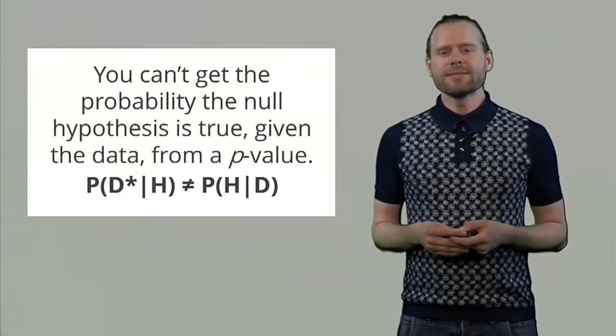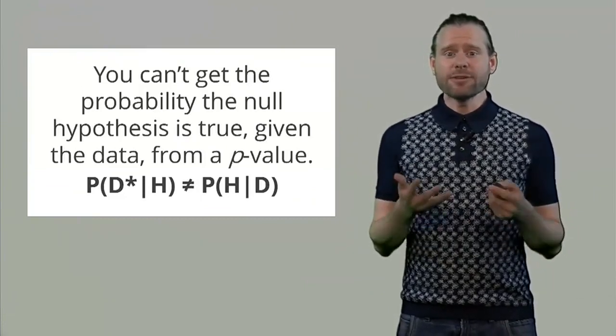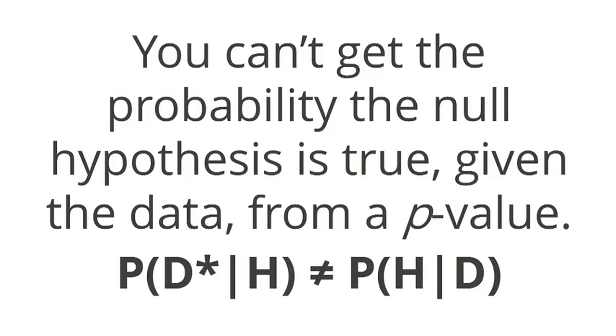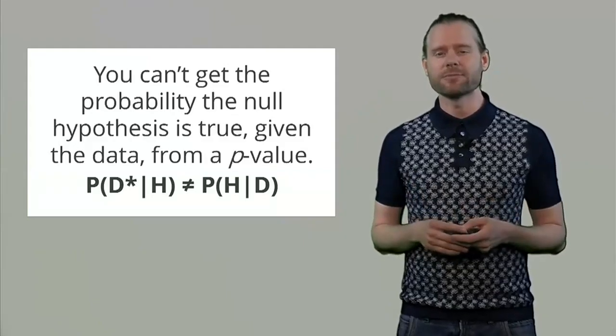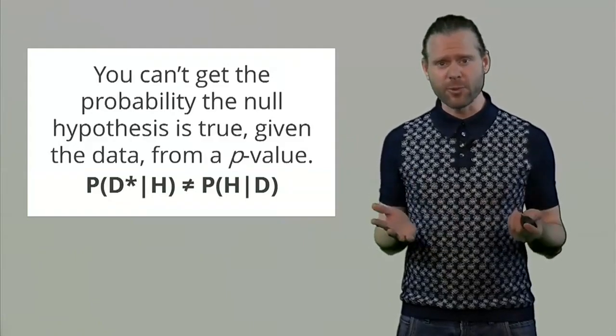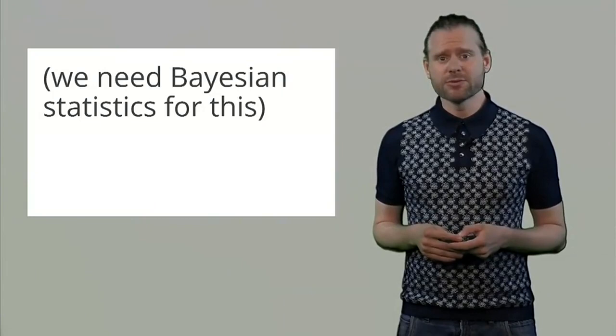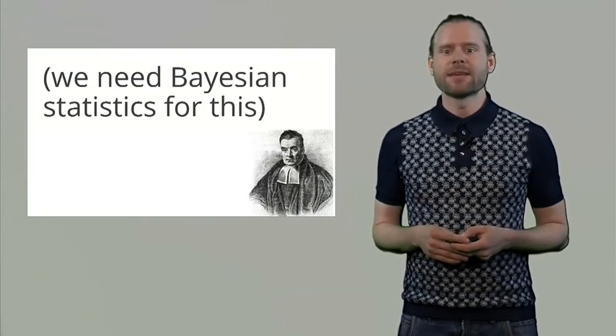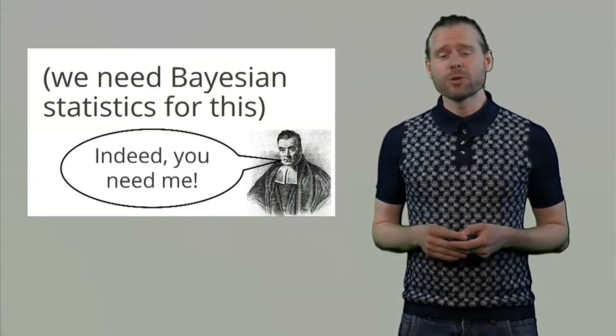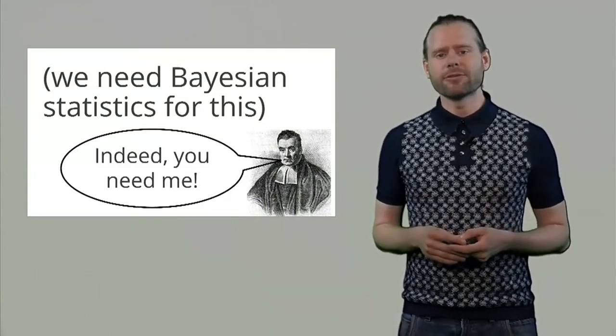You cannot get the probability that the null hypothesis is true, given the data, from a p-value. If you look at the two statements below on the screen, you see that the probability of the data, or more extreme data, assuming the null hypothesis is true, is not the same as the probability of a hypothesis given some data that you have observed. These two probabilities can differ widely. If you want to know the probability that a theory is true, you need to use Bayesian statistics. Bayesian statistics is the only approach that will allow you to make statements about the probability that a theory is true.